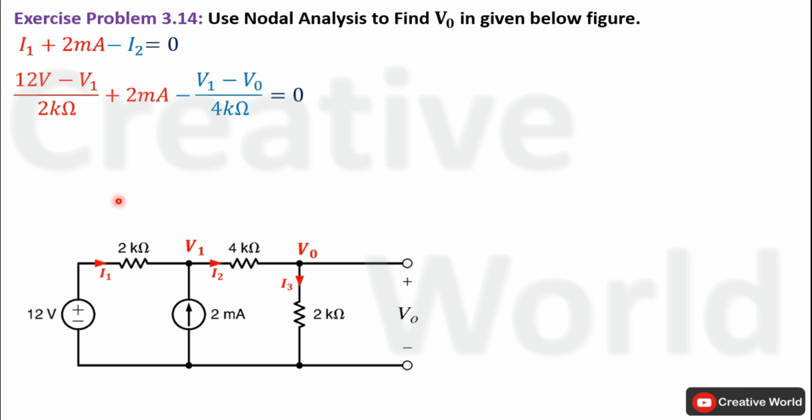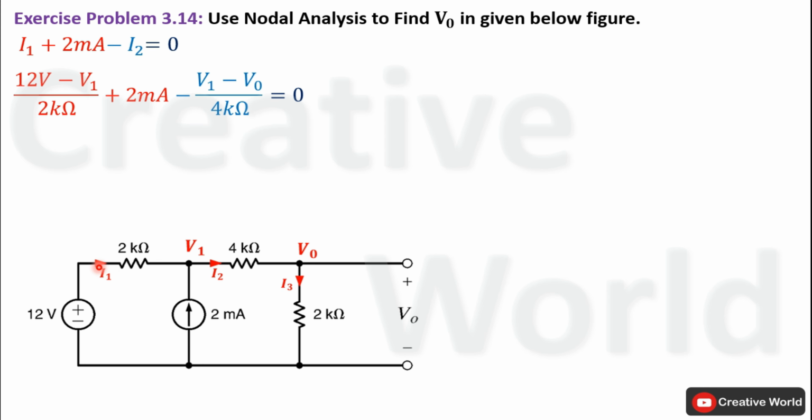Current I1 will be equal to 12 volt minus V1 divided by 2 kilo ohm. This resistance is connected between a node voltage and voltage source, so voltage across this resistance will be equal to the difference of these two voltage levels, and current through this resistance will be equal to the difference of these two voltage levels divided by the value of resistance.